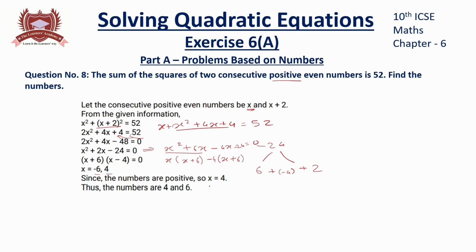दिया गया है कि it's a positive even number, so x would be equal to 4 or the other value would be equal to 6. So आगे देखेंगे अगर we can cross check it as well. 16 plus 36 is equal to 52. Quickly make a note of this, then we'll go on with the next part.